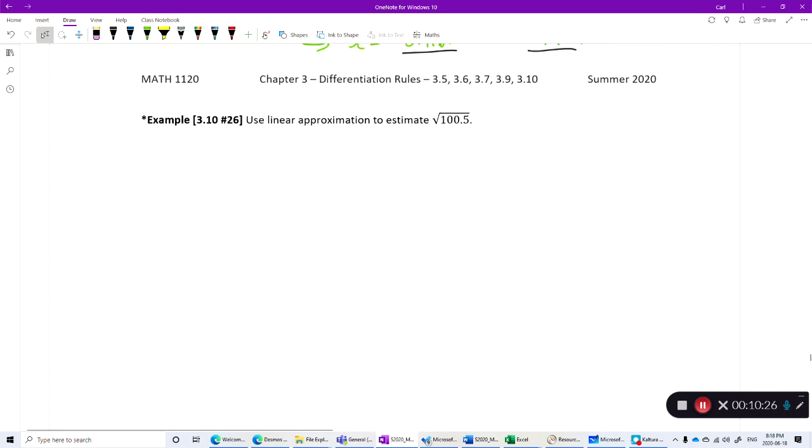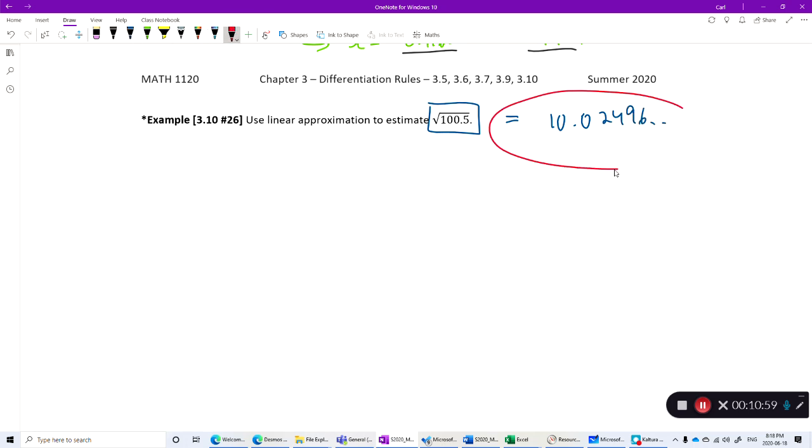Now, this is an example that is a bit scary because you're not given very much. It just says use linear approximation to estimate the square root of 100.5. One thing that you shouldn't do is just use your calculator to find the answer, right? So the square root of 100.5 is 10.02496 something. Don't do that. That's not a linear approximation. That's an exact answer.